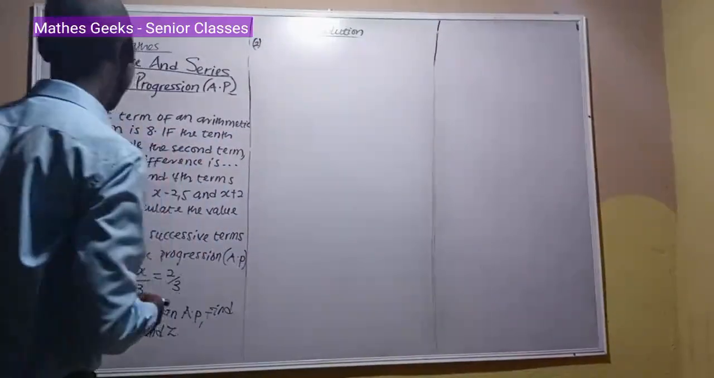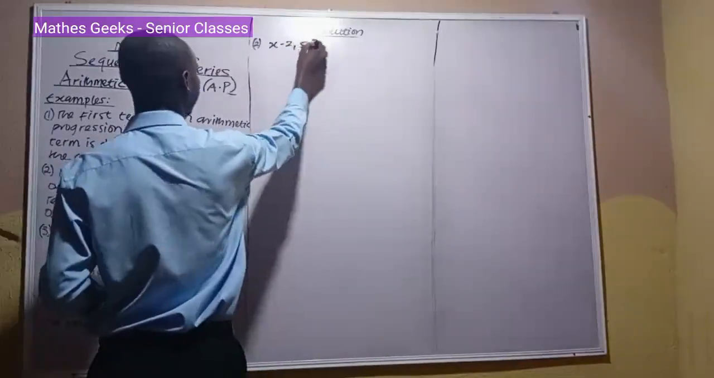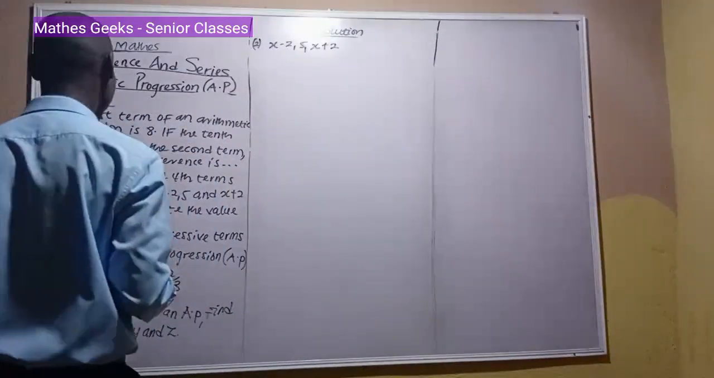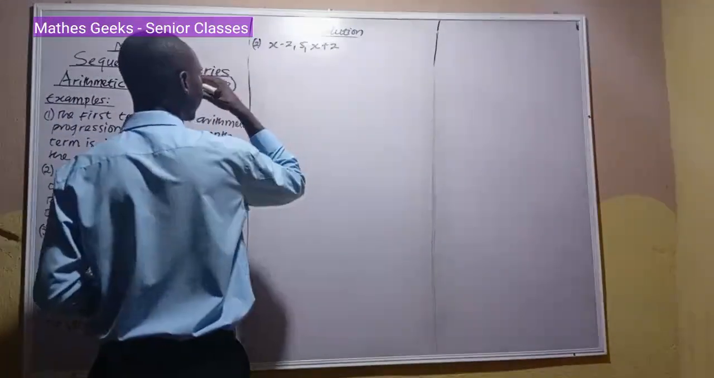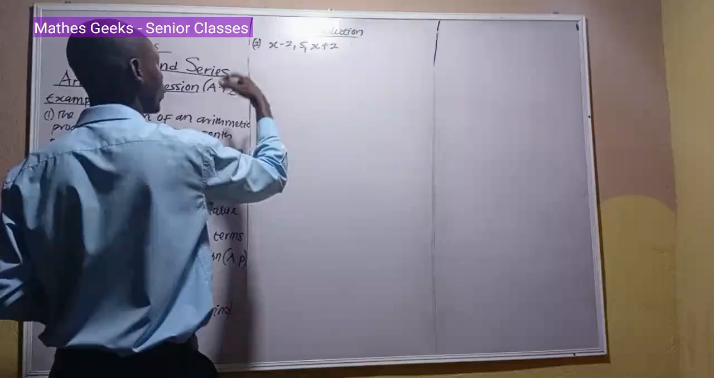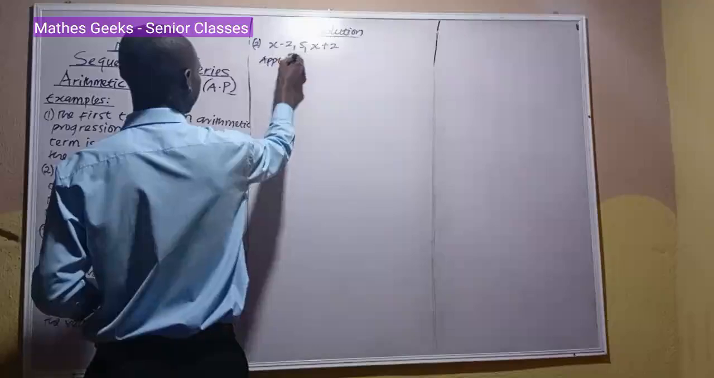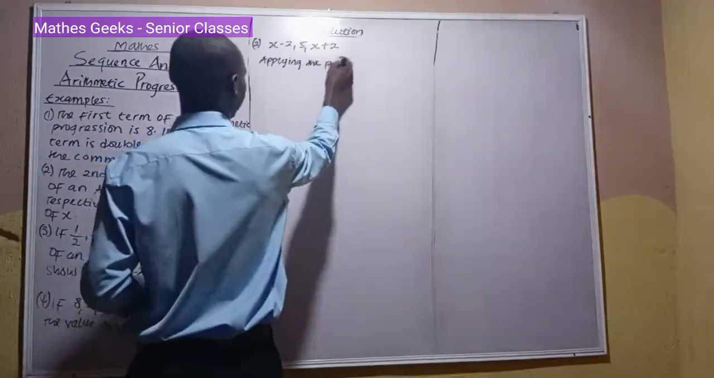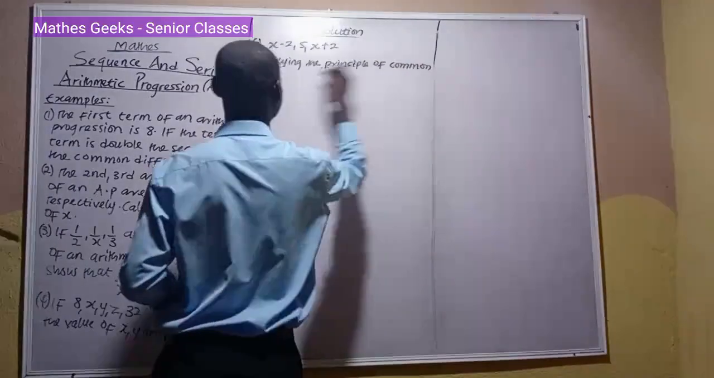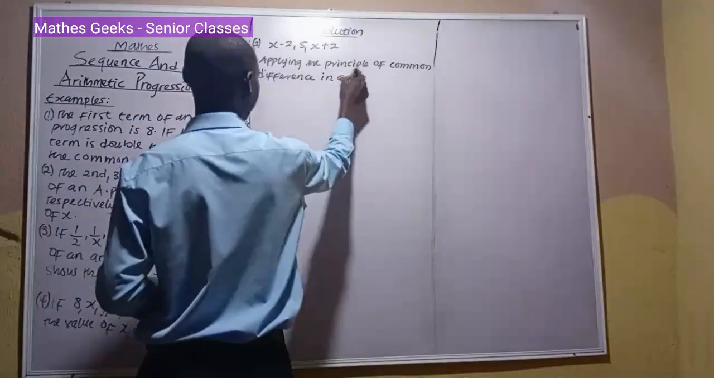Number 2. The second, third, and fourth terms of an AP are x minus 2, 5, and x plus 2 respectively. Calculate the value of x. So we can only get the value of x by applying the principle of common difference in an AP, since we are not to look for the first term or second term or whatever.